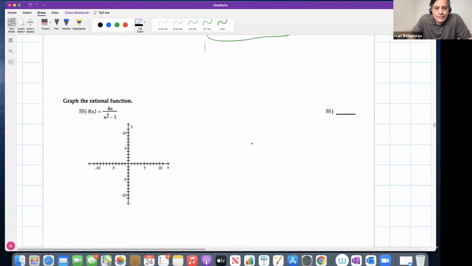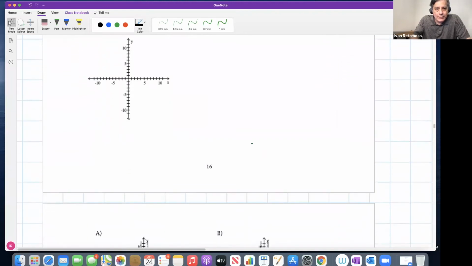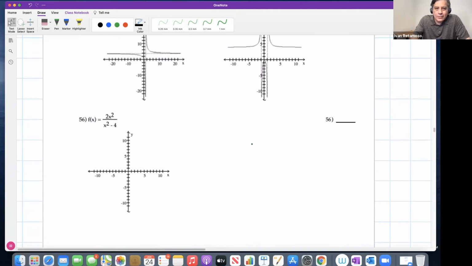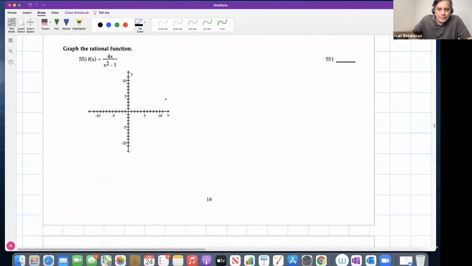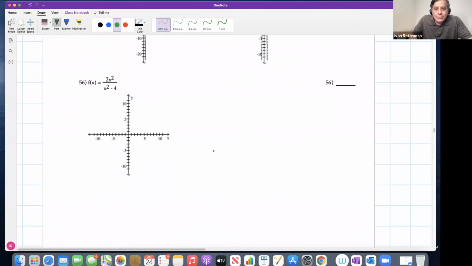Okay, then they want to ask you some graphing here. I have two questions that are similar, 55 and 56. I'm going to choose 56 this time because I think 55 was done in the lecture. This is similar to the one that I want to do next. This one now for the sake of variety. So they want you to graph this.